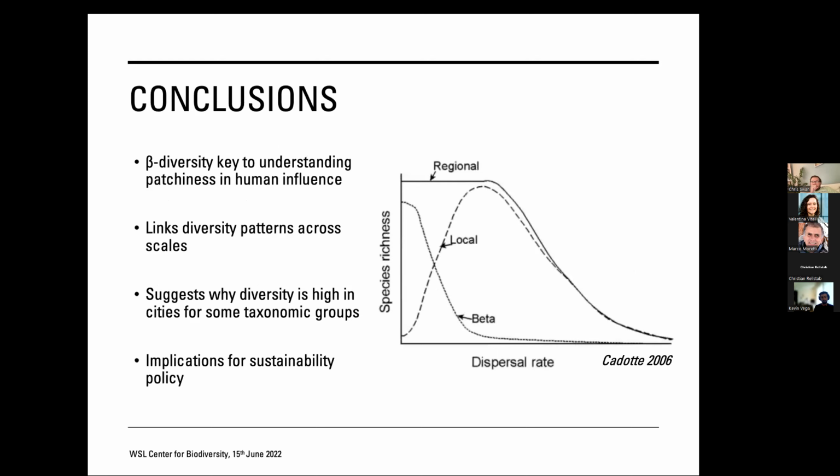And so to conclude, beta diversity, I think, is key to understanding patchiness and human influence. It links diversity patterns across scales, and it suggests why diversity is high in cities for some taxonomic groups and low for others. And I think it has implications for sustainability policy because of this plot right here on the right-hand side. If you understand dispersal, you're connecting regional diversity to local diversity, because you're understanding compositional shifts. The agents of change are important to understand because they target what sustainability action plans need to target.